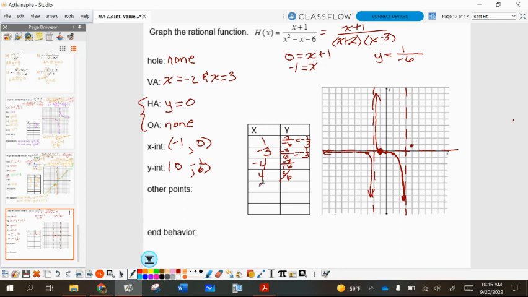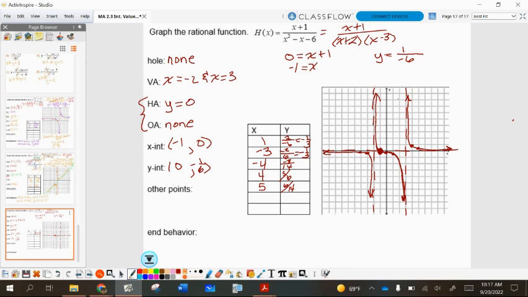Let's try 5. 5 plus 1 is 6 over 5 squared is 25, minus 5 is 20, minus 6 is 14. So 6/14, just under a half. So it is coming down, just under a half, approaching that horizontal asymptote. And where are we coming down from? We're coming down from this vertical asymptote, because we know it has to approach it since it can't cross it. Okay, and so that's a rough sketch of that graph.